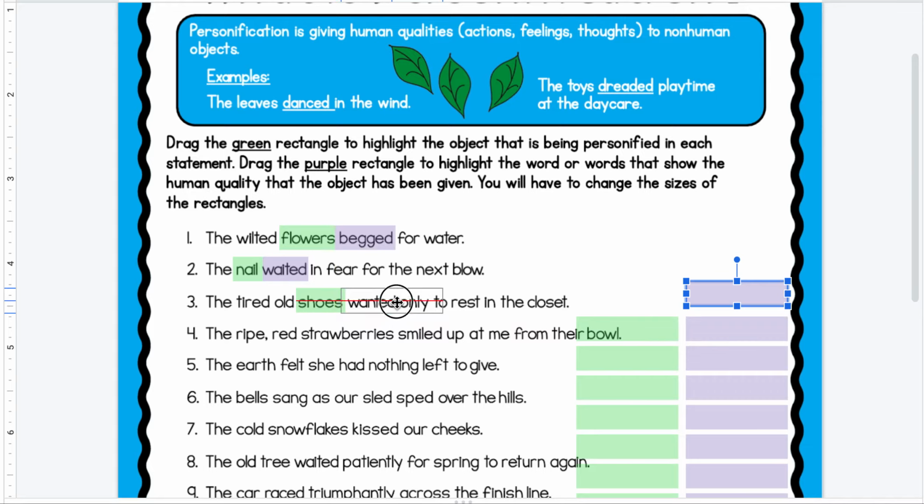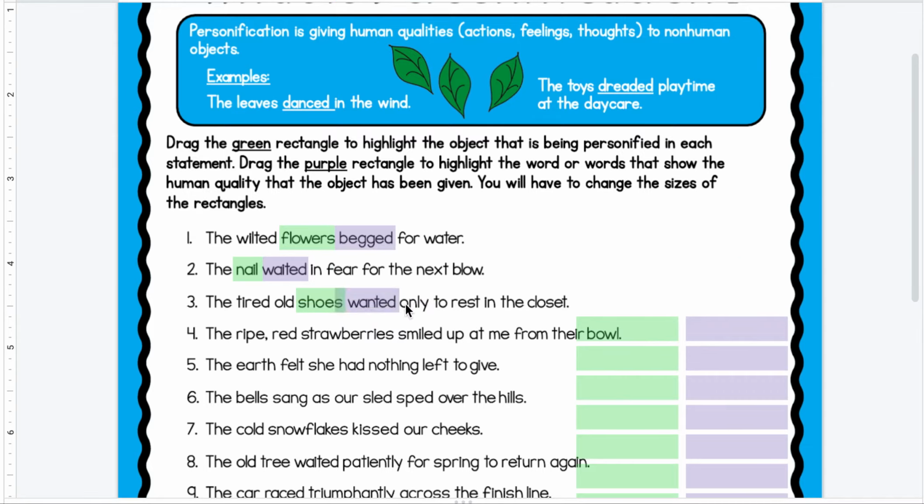Now, one thing that I saw as I was looking through some of these is some people clicked on rest, where I get why you would do that, but remember, it's typically going to follow that immediately. The personification is going to really follow your noun. Yes, resting is personification. It's not something that shoes can actually do. But what does it want? Well, it wants to rest.